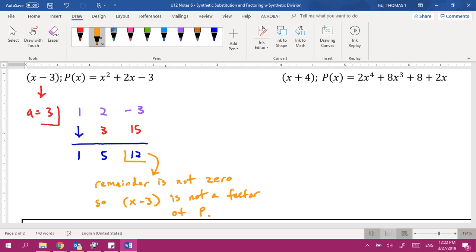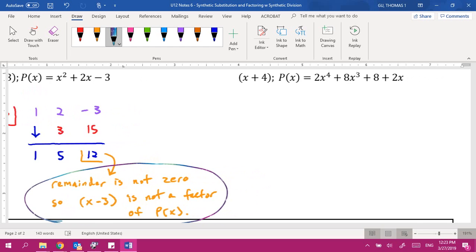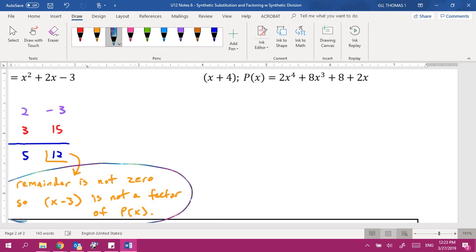of p of x. Yeah, it's not a factor of p of x. You don't have to write all of that out, but you do want to write that it's not a factor of p of x. Okay. Probably. All right. This is notes, so we gotta have some variety up in here.